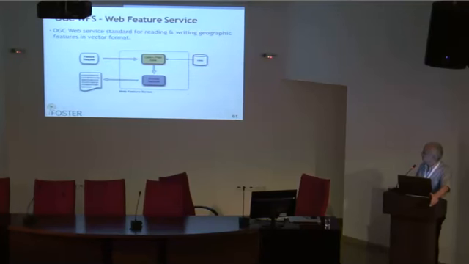Something similar happens with the Web Feature Service, which is about requesting vector data and getting back vector data, which means they are not images, but geometries instead. You take the geometries and do whatever you want with them to offer any kind of value-added service.